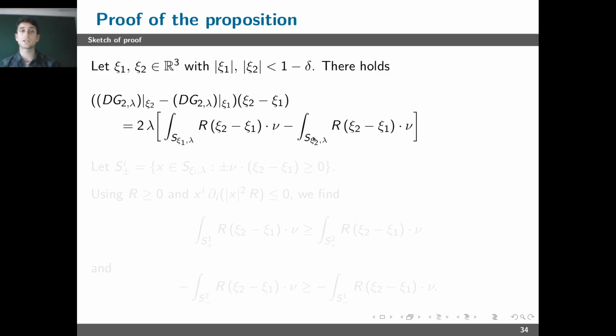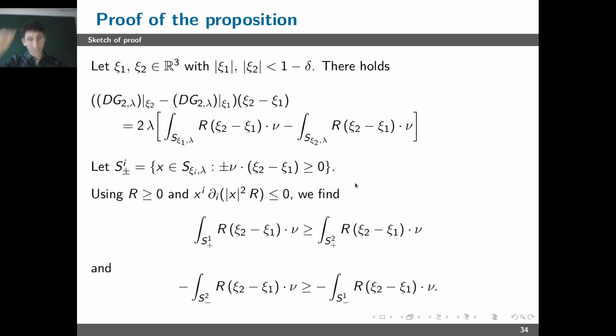Okay, so now the scalar curvature is non-negative, which means that these integrals have positive and negative contributions. And the positive contributions happen on the hemisphere where (psi2 minus psi1) times nu is non-negative. So we're going to call S1 plus the hemisphere where (psi2 minus psi1) times nu is non-negative. We're going to call S1 minus the hemisphere where this inner product is non-positive, and likewise for psi2.